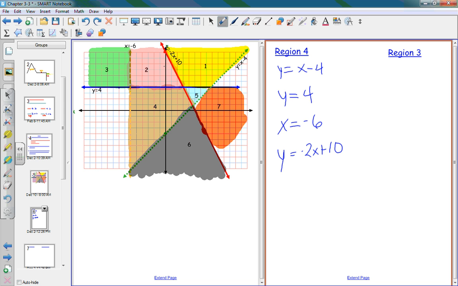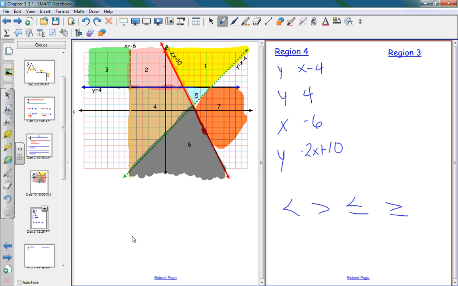Now, I have to replace the equal signs with what? My goal is to replace it with one of those four inequality symbols. So go ahead and erase your lovely equal signs on your equations. And in their places, we're going to put our inequality symbols. So the first line that we have is going to be y is equal to x minus 4.